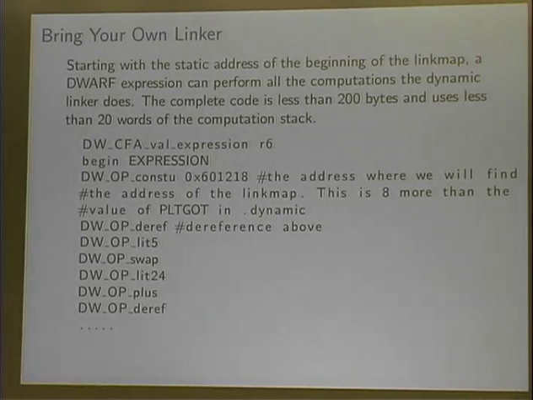This is the very beginning of the dwarf dynamic linker, just to give you an idea of what some of the dwarf expression operations look like, and I'll post the complete code after the talk for anyone who wants to take a look at it. The kind of neat thing is this dwarf code takes less than 200 bytes when compiled for a complete dynamic linker. And as I said, it uses fewer than 20 words on the computational stack of the 64 we have available.